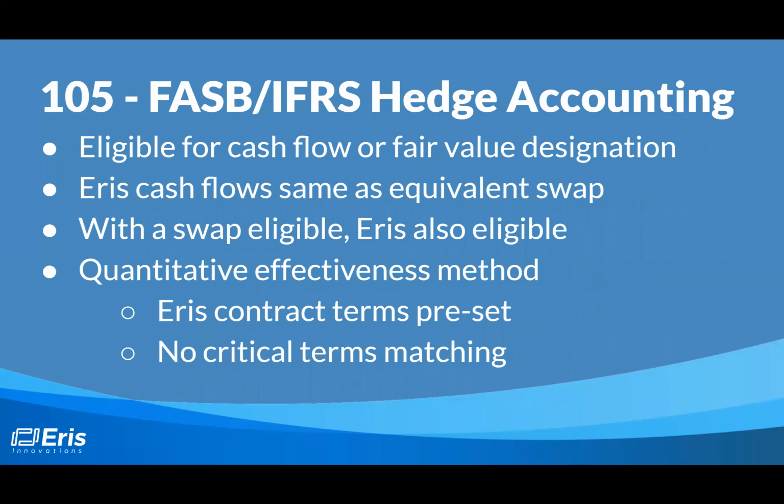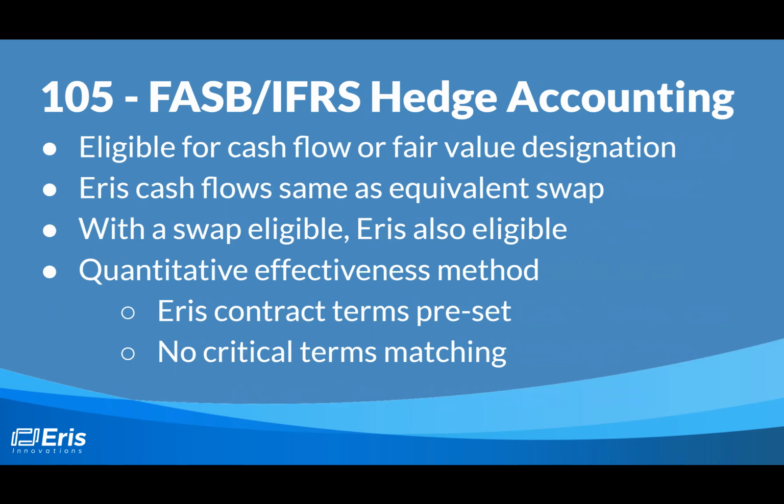As Eris positions reflect swap cash flows, they may be designated as FASB or IFRS cash flow or fair value hedges. If the equivalent swap meets hedge designation, then the Eris position will meet designation too. Eligibility may be proven using a quantitative effectiveness test, widely available from various systems vendors and hedge advisors. With swap cash flows settling in a single unit of account, cash flow management and reconciliation is now also easy and automatable.